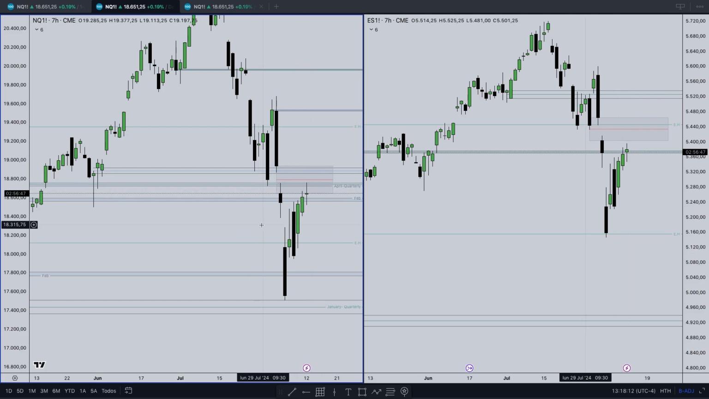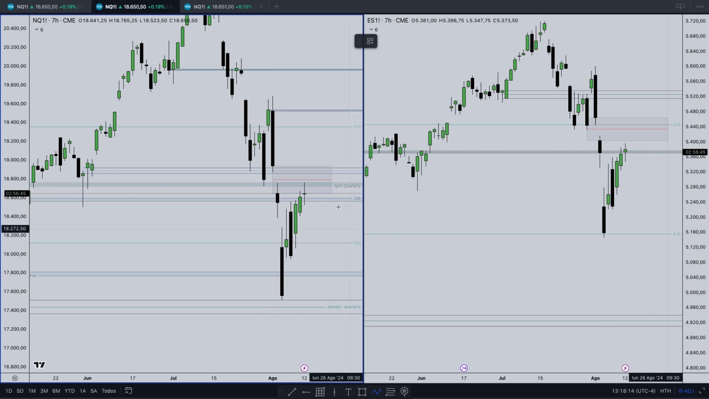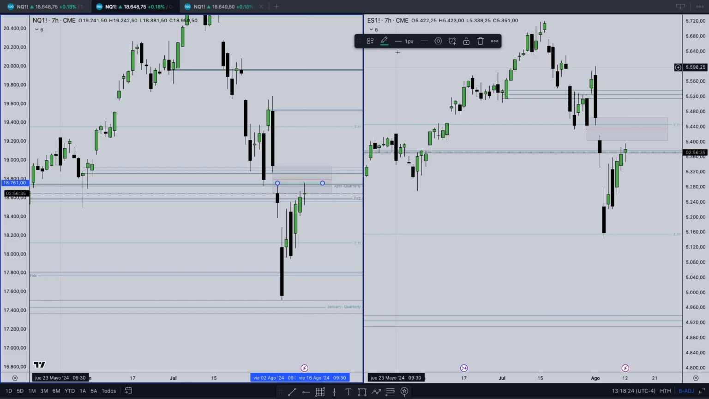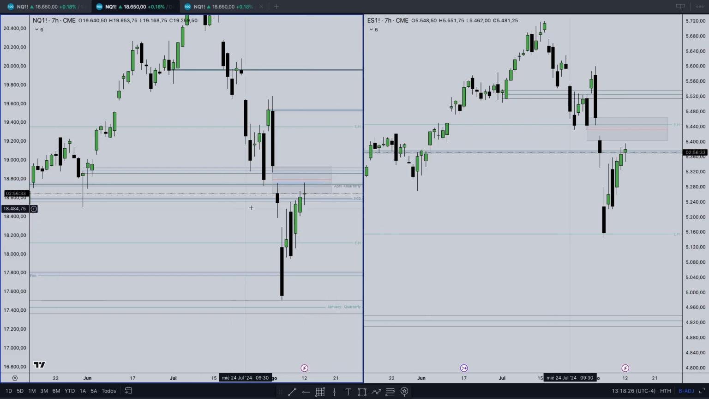If we are going to continue lower, we can do something like taking maybe these highs. Look how they left these highs around here. They just raid this high here.